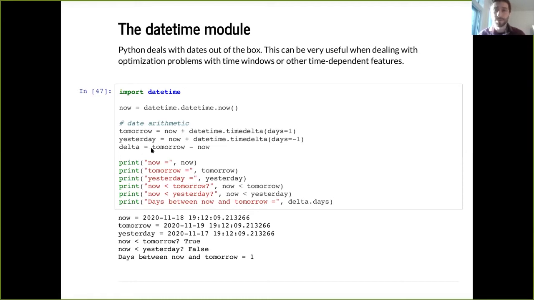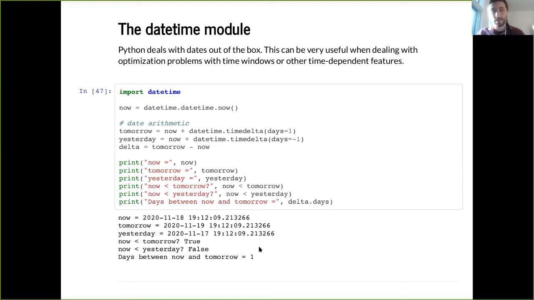And this will give me a time delta. So I want to know the time delta between tomorrow and now, and I save this result in the variable delta. This will give me the amount of days, hours, minutes, and seconds between tomorrow and now. I print this in the last line here. The days between now and tomorrow is delta.days, and it's 1.